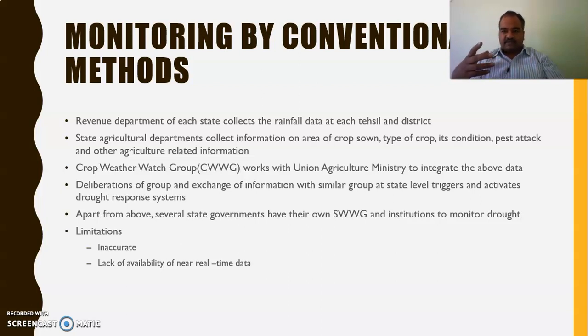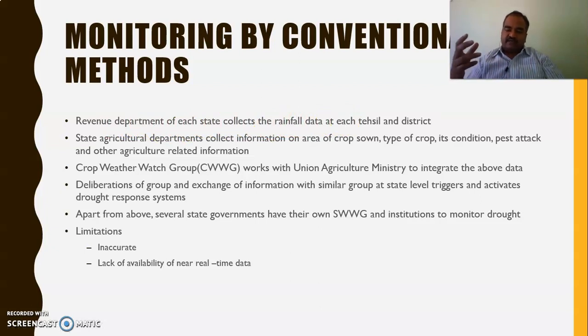See, the first step is that there will be a revenue department in every state. What you call the Tahsildars, you might have heard about them. They will be looking after the district or one particular area. These people will give the amount of rainfall received in their particular area to the revenue department of the state. These revenue departments in the state will collectively give the information to the revenue department of the central government. And then they will estimate the amount of rainfall in these regions. So, this is the first one: the revenue department of each state collects the rainfall data at each tehsil and district.